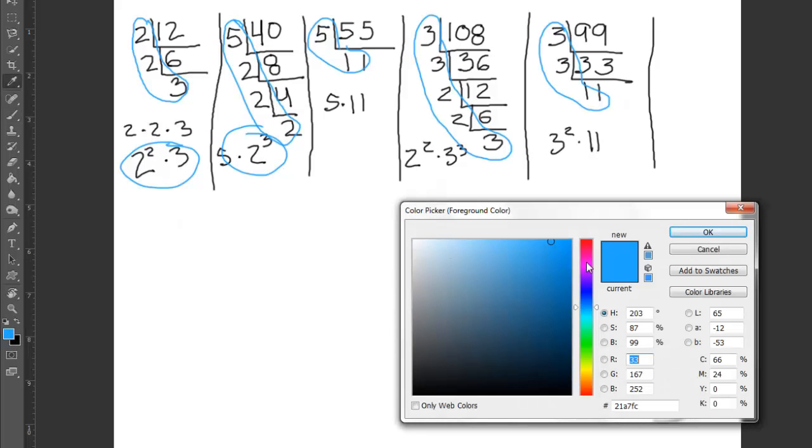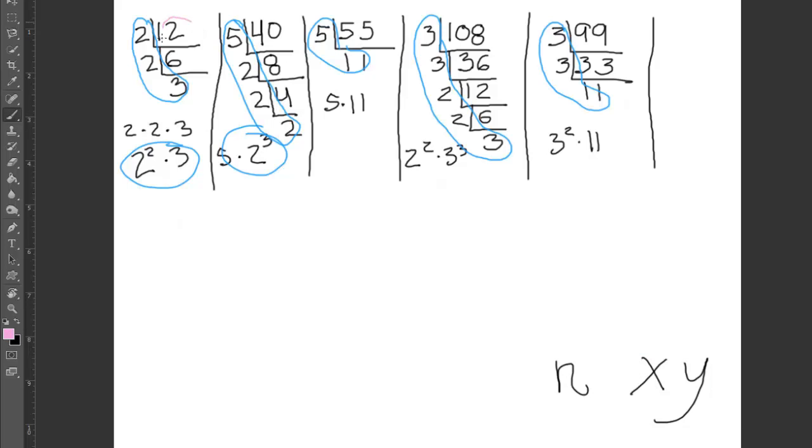Let me bring up a different color, something fabulous like pink. Everything in these brackets are just plain factors. They count, they are a factor of 55 or 40 or 108, but they're not prime. They can be broken down further. So this is a really neat way to take a number and figure out what it's made of.